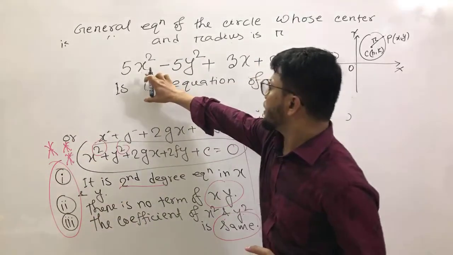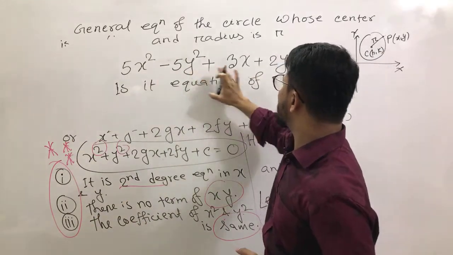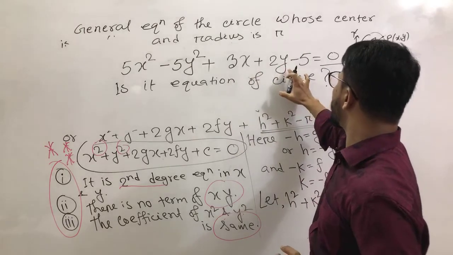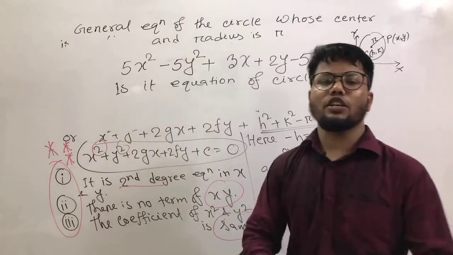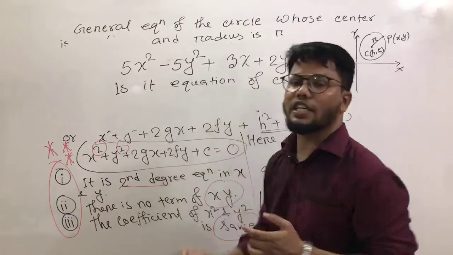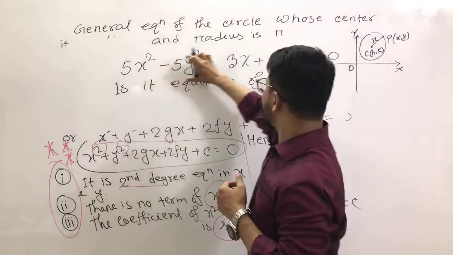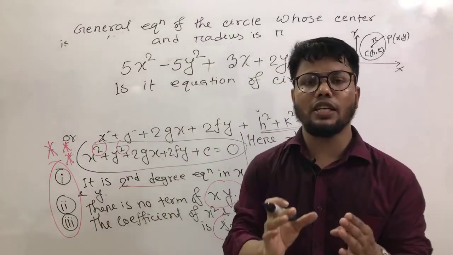Here, look: 5x square minus 5y square plus 3x plus 3y minus 5 equal to 0. Please let me know in the comment section, is it the equation of a circle or not?